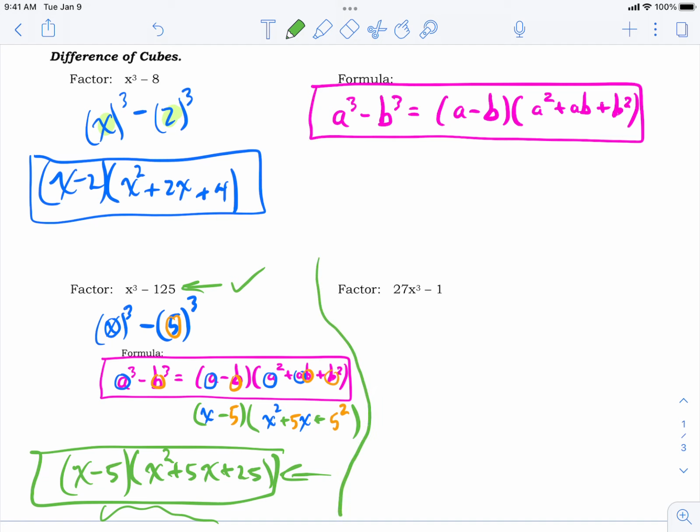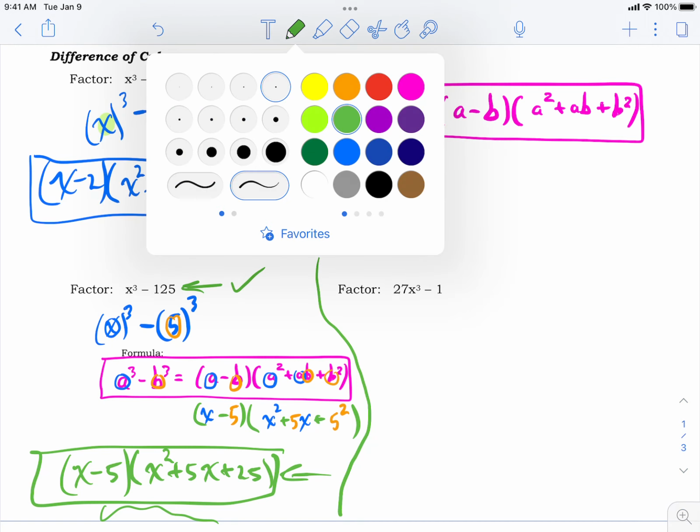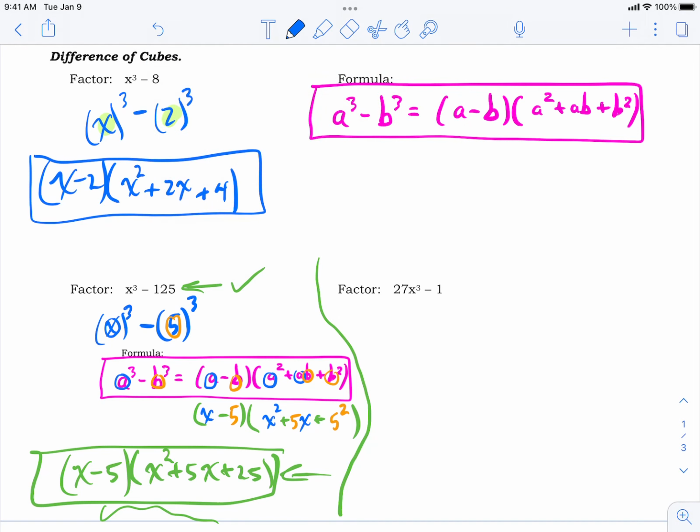Here's another one. 27x cubed minus 1. Okay, so the question has to be, first of all, do I really have a difference of 2 cubes? Well, 1 is something I can cube root. If I use b equals 1, then of course b cubed equals 1. So that's okay. Now what about this term? Again, you have to look at the whole term. I got a 27x cubed here. What would be the cube root of that whole term? And it turns out it does have a nice cube root, 3x, right?